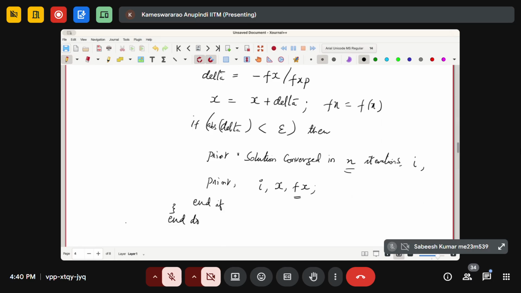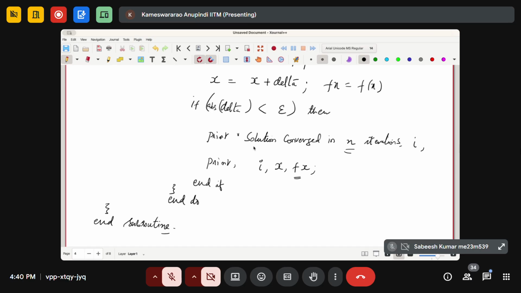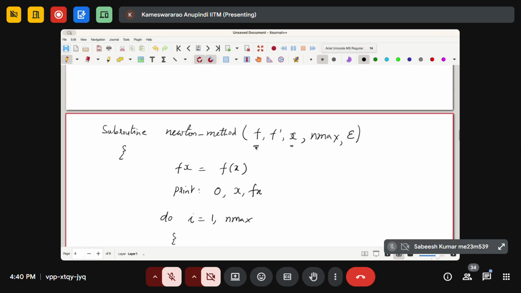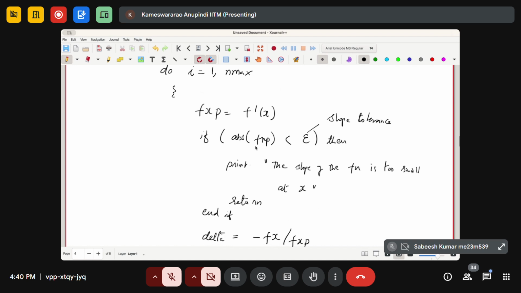Okay, that closes the do loop, and then I can say end subroutine, right? This is basically my end subroutine. Okay, that is a very simple algorithm, right? Which you can easily code up for Newton's method. Okay, any questions so far on the Newton's method or on the program?